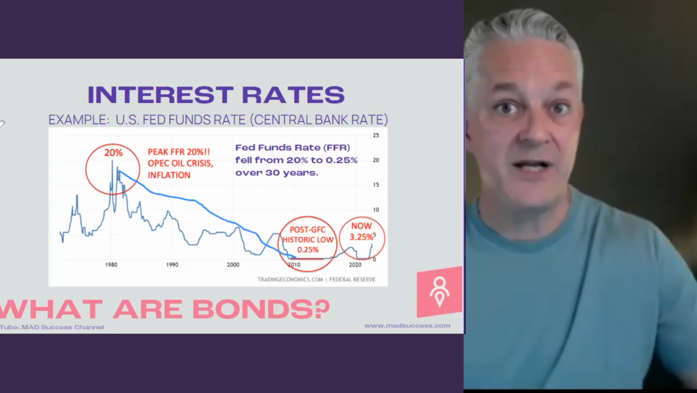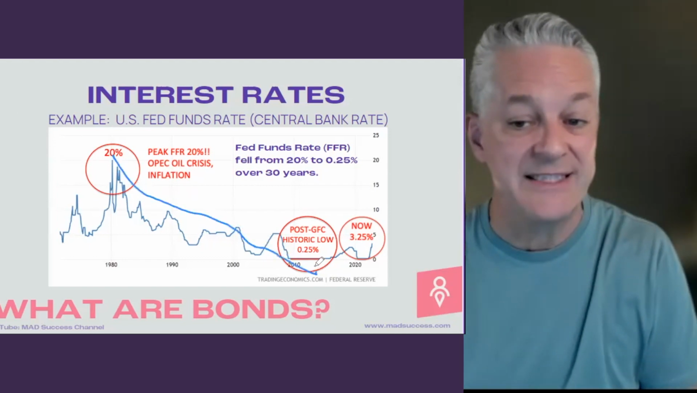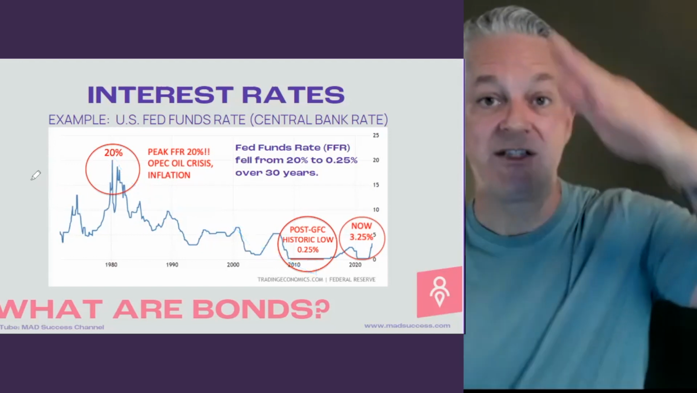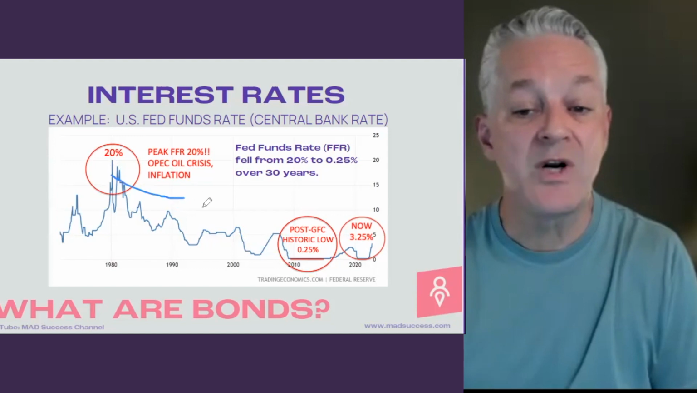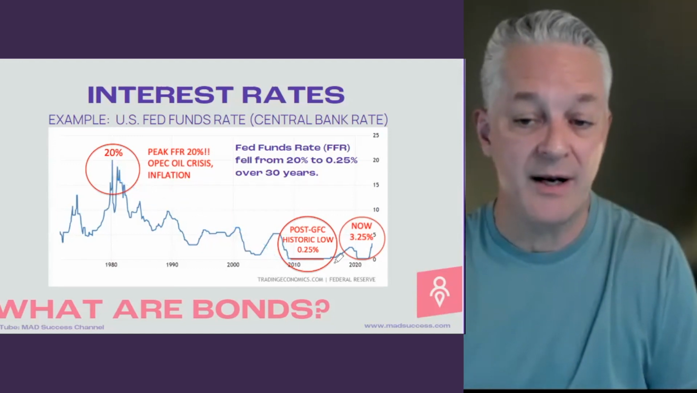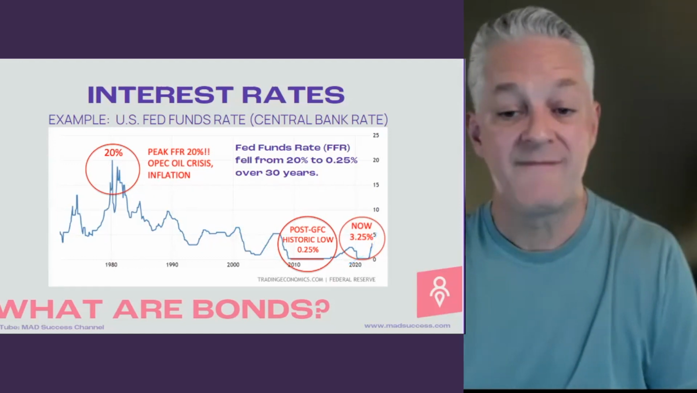When interest rates fall, which is what happened here, from 20% down to nearly zero, that meant bond prices rose. So this was a 40-year bull market in bonds. 40-year bull market, and now that's reversing as interest rates rise and we head into recession.